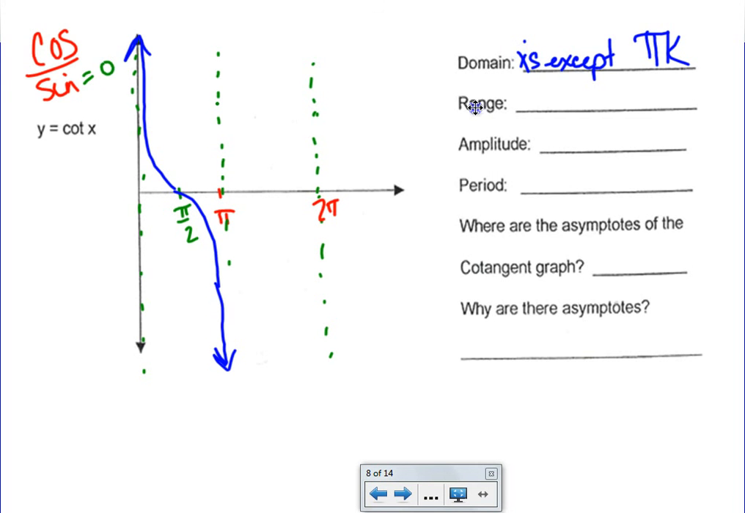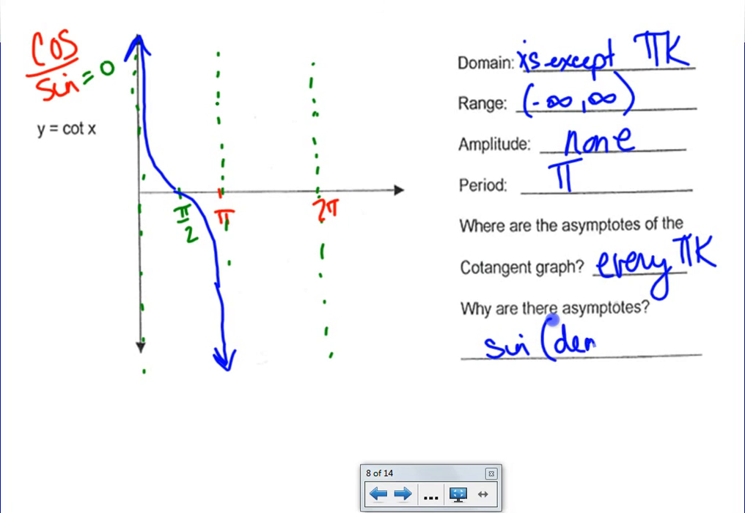Range, talk to me about range. Everybody, negative infinity to infinity. Amplitude, none. Period, pi. Where are the asymptotes? You guys told me that it was every pi group. And why are these asymptotes? Alicia told me a little while ago. That's where the sine, which is the denominator, is equal to 0. Very nice. Those are your friends: sine, cosine, tangent, cotangent, cosecant, and secant.